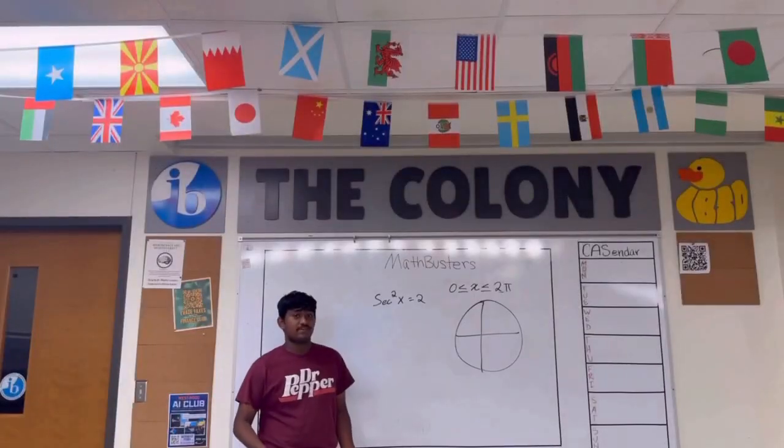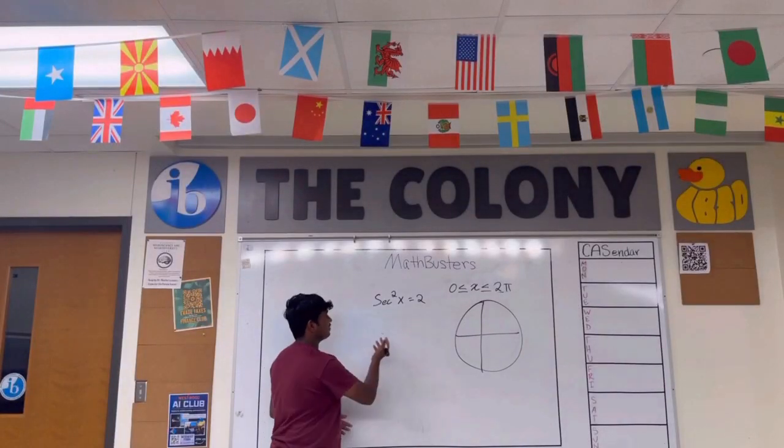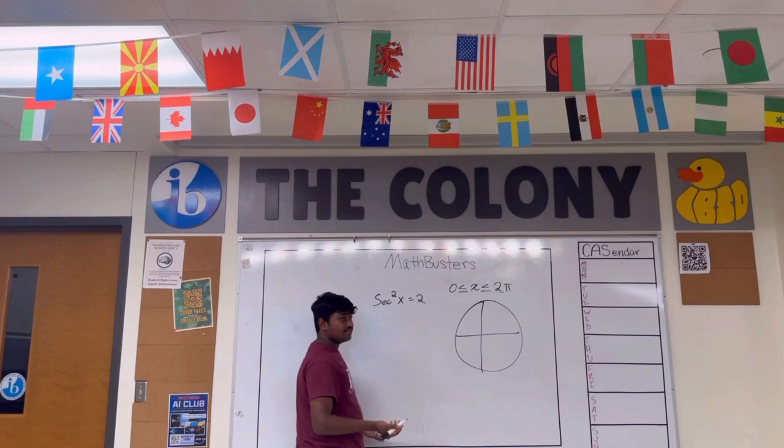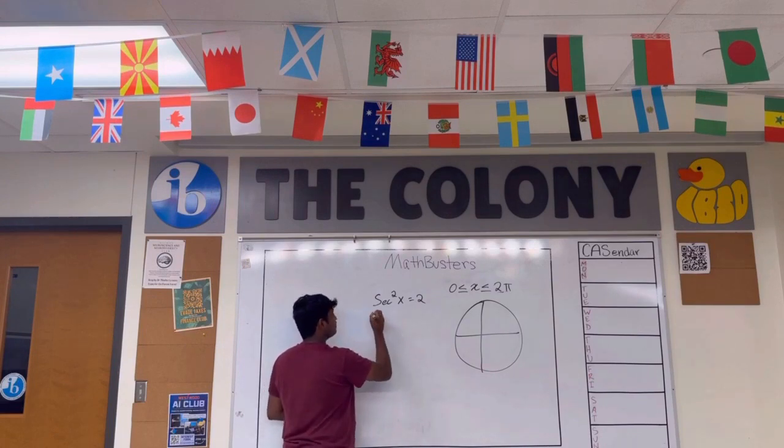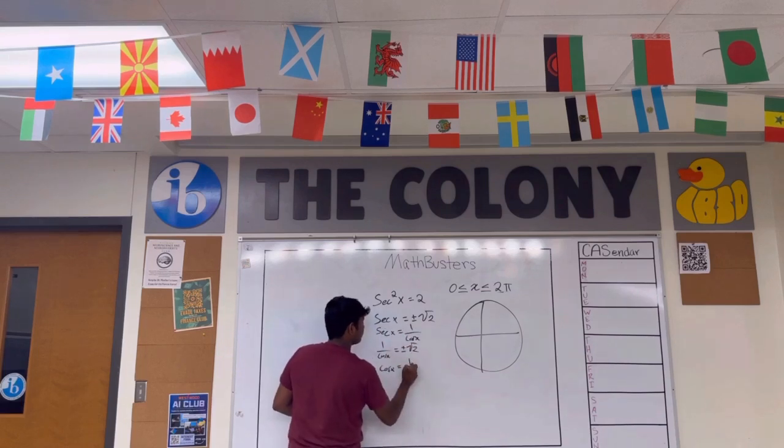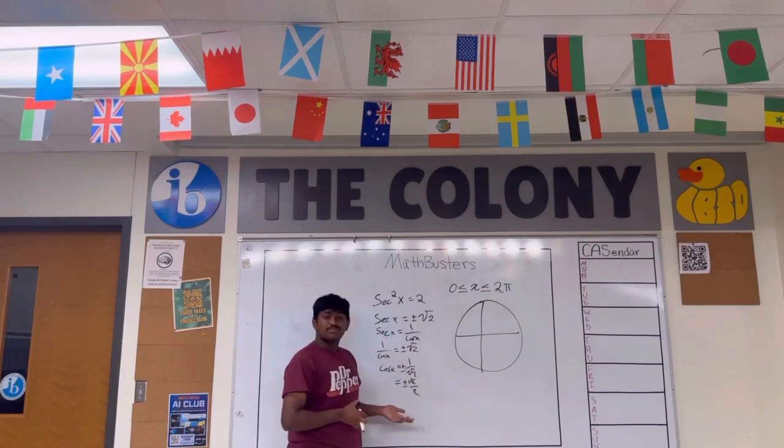Okay, now we're going to apply our skills that we learned earlier to an actual problem. That's actually pretty easy. So our problem is secant squared x equals 2. How do we solve this? It's pretty simple. You just take the square root of both sides. What is the x value for plus or minus root 2 over 2?